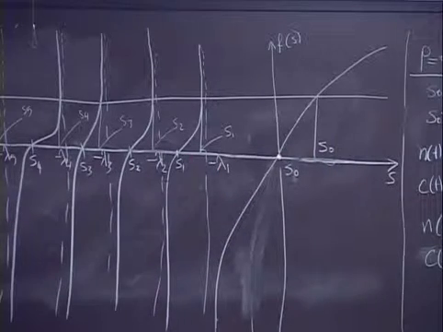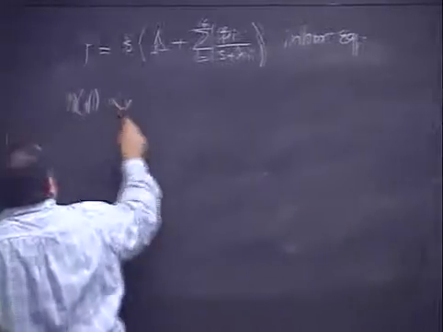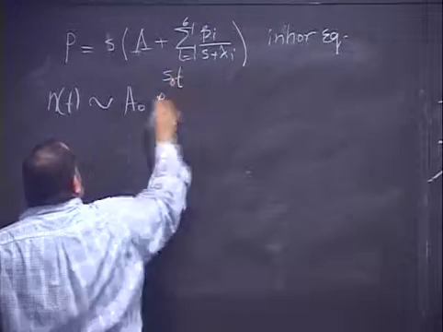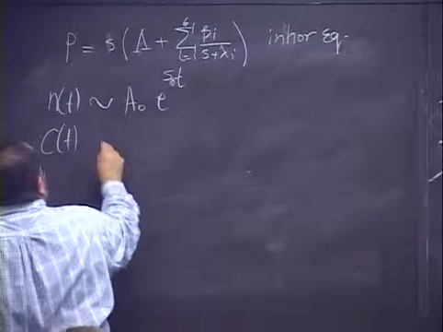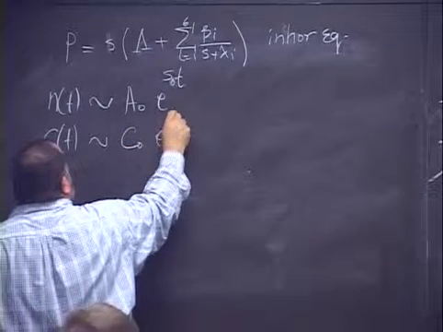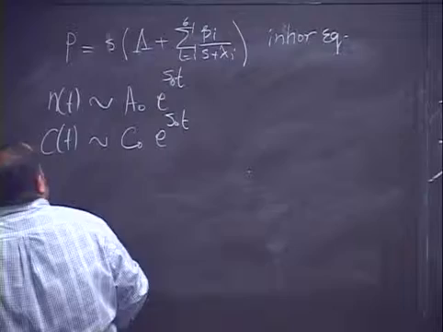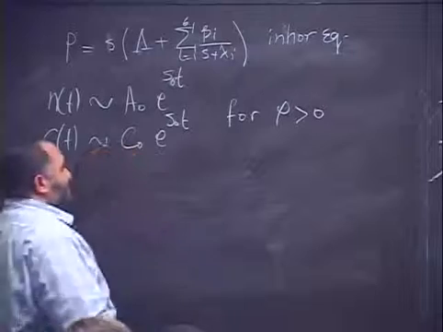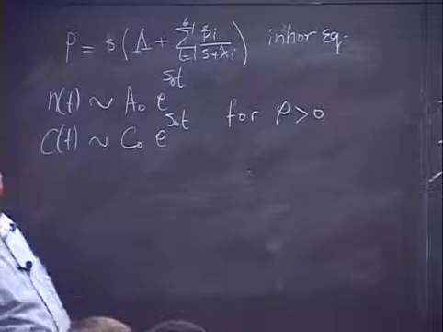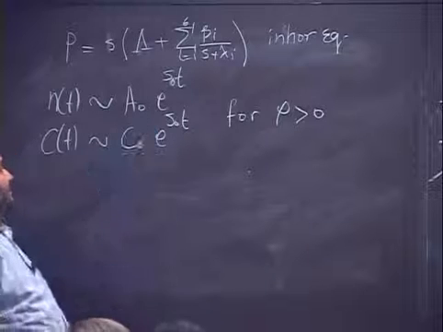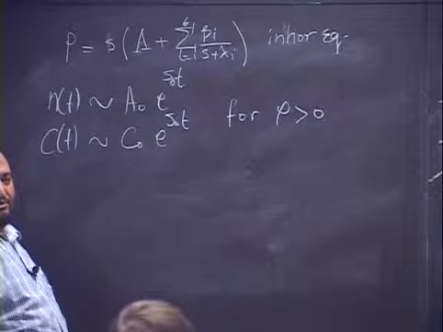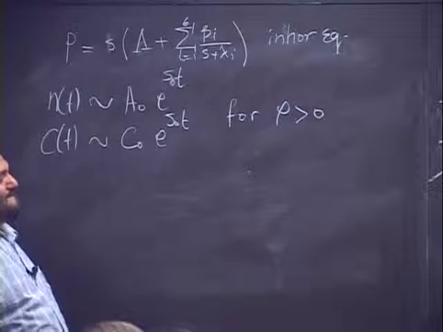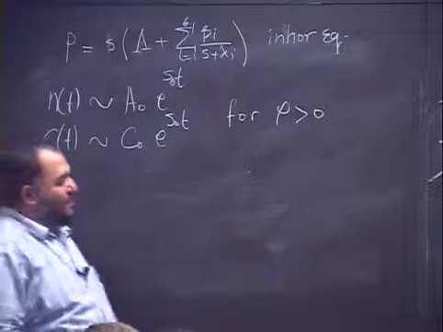So in this case, again, n of t will be what? A0 e to the power of S0 t, and c of t will be what? C0 e to the power of S0 t. And this is for rho greater than 0. So what happened for your neutron population and your delayed neutron precursor concentration? Both will increase with time exponentially. Okay, guys?